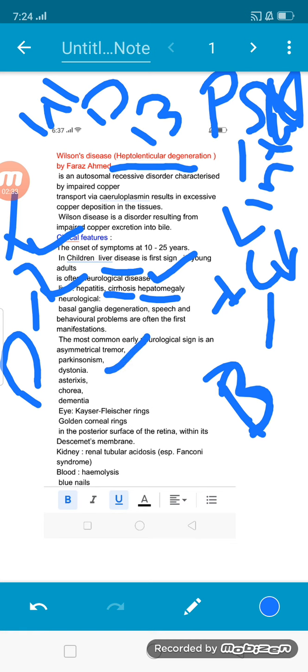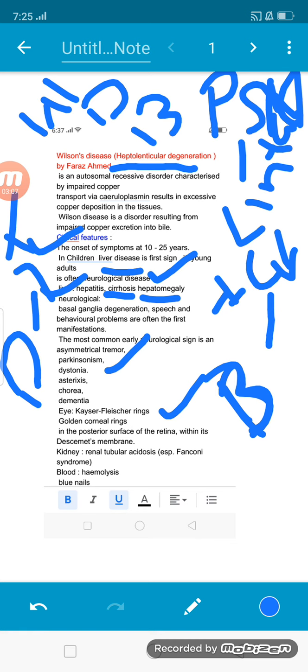Other CNS features could be dystonia, asterixis, chorea, and dementia. Remember, it also causes some depression, some mania, and sometimes personality changes as well. It also affects your eye, where it tends to cause Kayser-Fleischer rings. These are green-brown discoloration on the cornea. They are deposited at the Descemet membrane, and can be a single clinical diagnosis for you, but they vanish once you give the treatment.